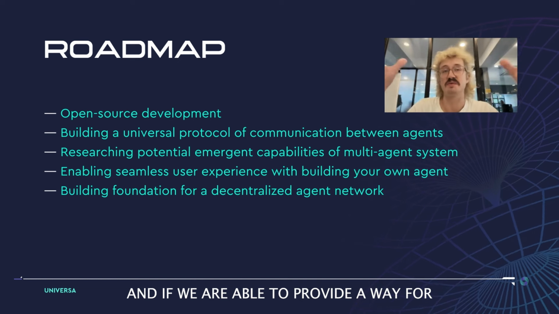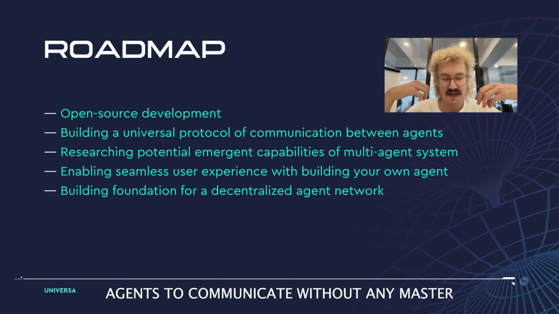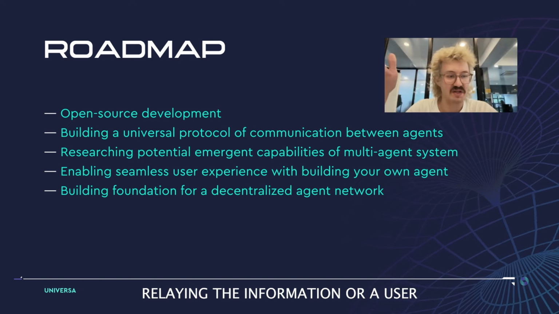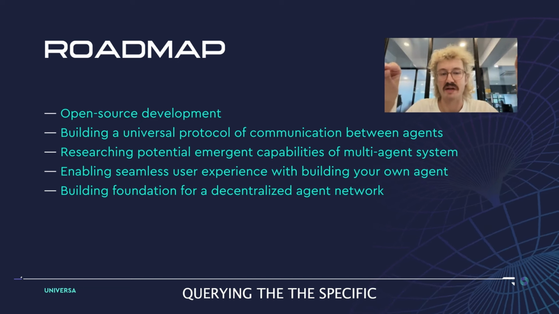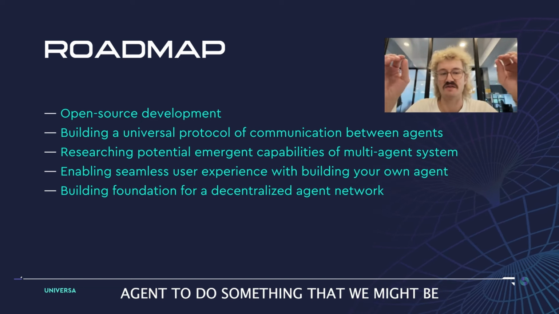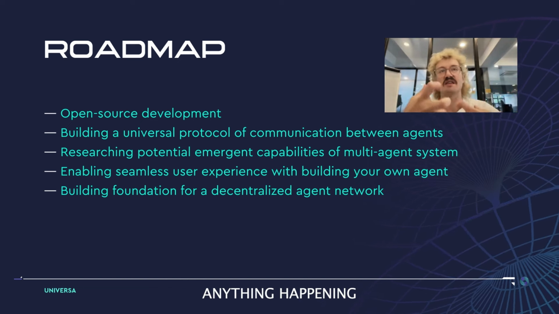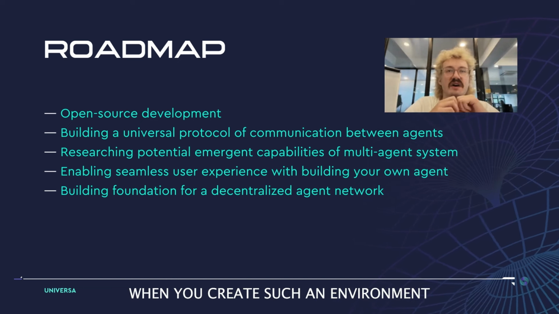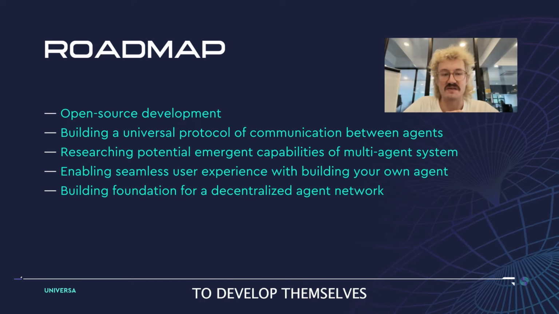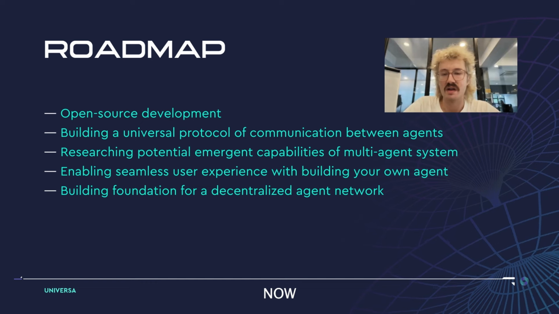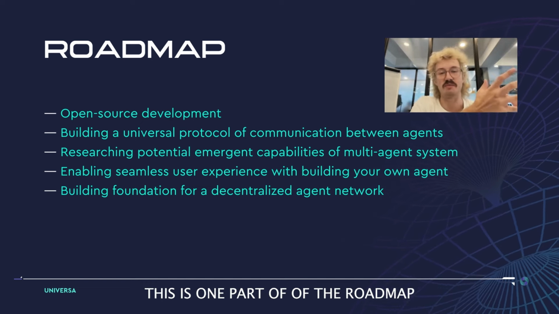And if we are able to provide a way for agents to communicate without any master relaying the information or a user constantly querying a specific agent to do something, then we might be able to research if there is anything happening when you create such an environment and give all these agents the ability to develop themselves and improve. Now, this is one part of the roadmap that we see.